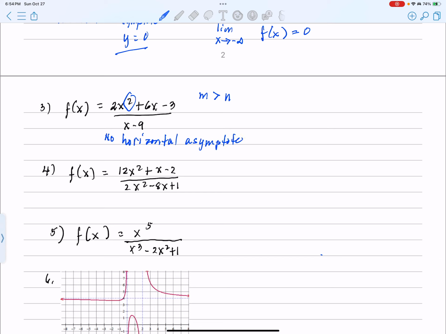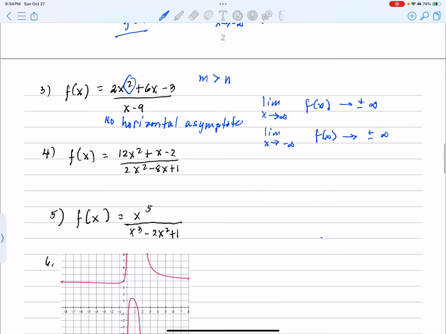Okay. So the limit as x approaches positive infinity, the limit might be approaching a positive or negative infinity. We'll see that when we see a graph, then we'll know. The function of x might be approaching positive and negative infinity as well.